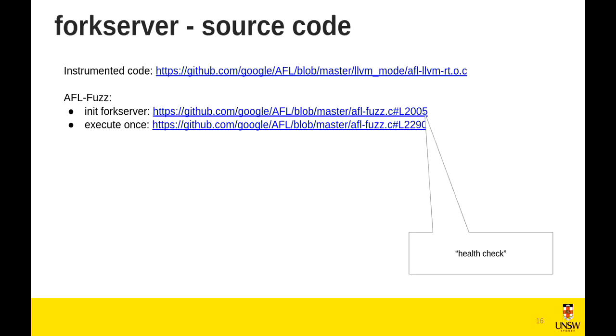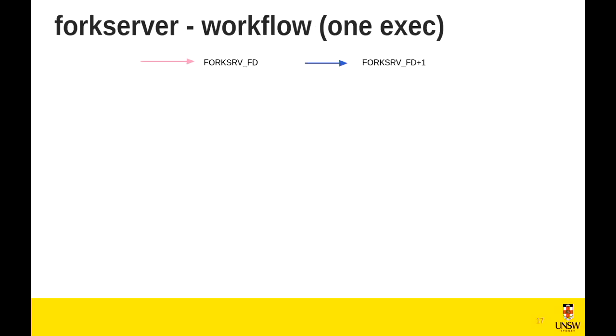The initialization of the fork server only does a health check, because sometimes we could run into errors when we try to set up the fork server. So we need to do an initial health check of whether the fork server has been set up correctly or not. We are not very interested in this. We are more interested in how the fork server works every time the fuzzer tries to execute a test input. And we will learn it here.